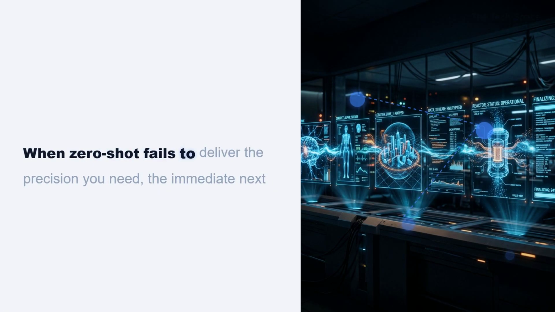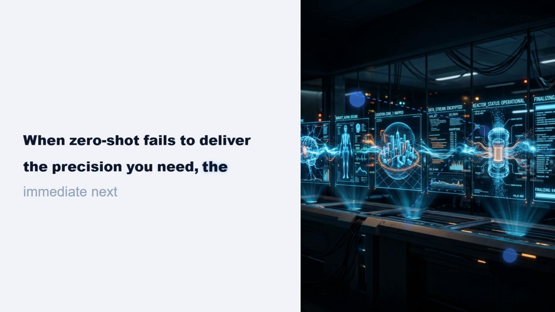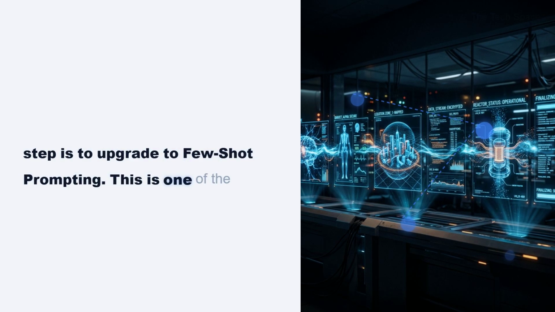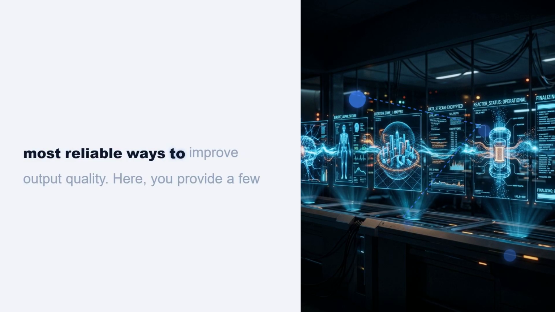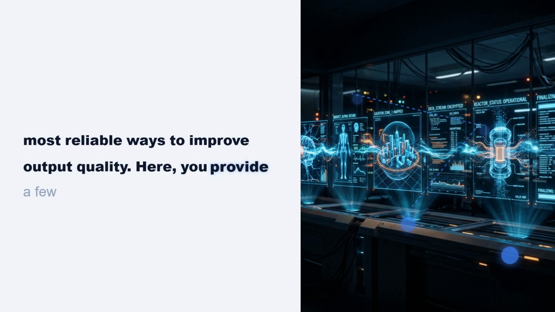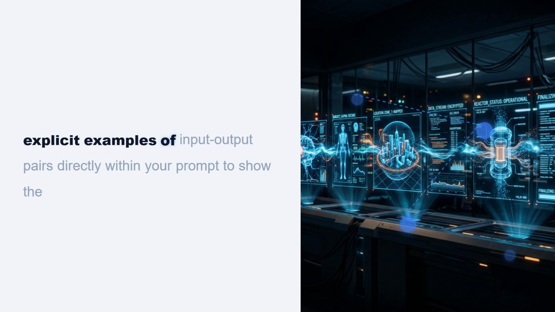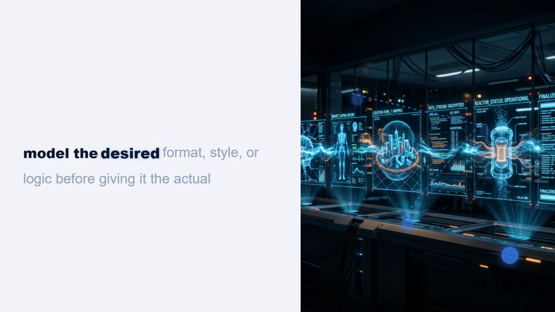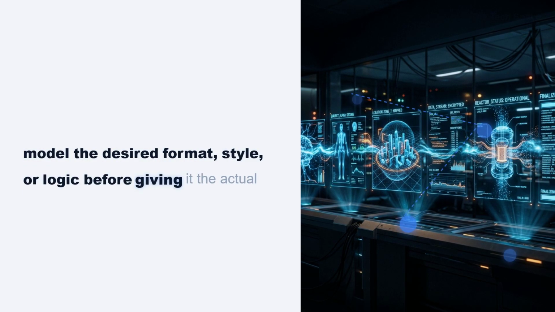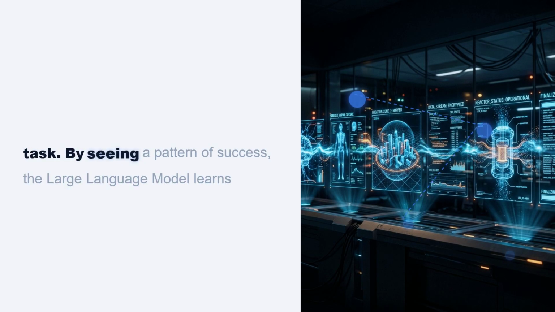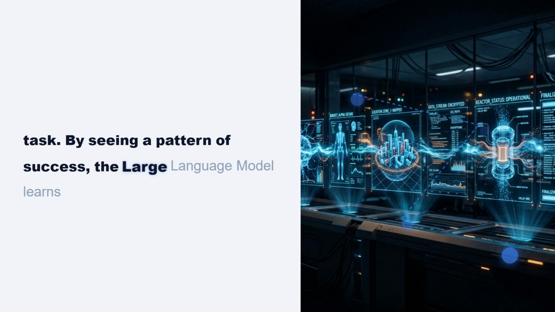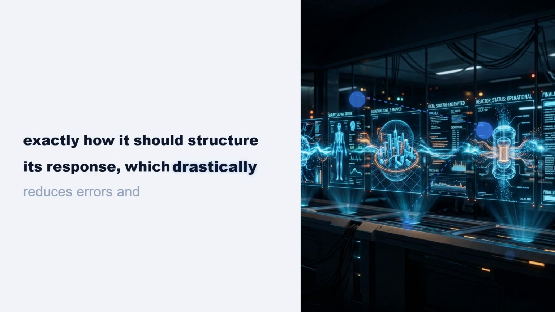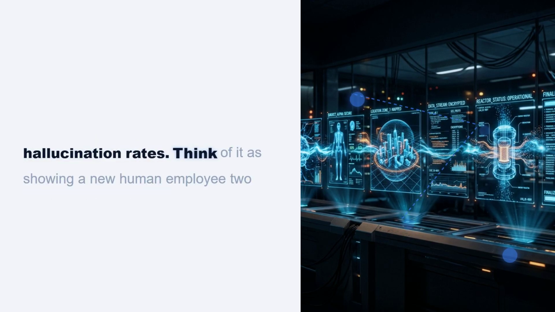When zero-shot fails to deliver the precision you need, the immediate next step is to upgrade to few-shot prompting. This is one of the most reliable ways to improve output quality. Here, you provide a few explicit examples of input-output pairs directly within your prompt to show the model the desired format, style, or logic before giving it the actual task. By seeing a pattern of success, the large language model learns exactly how it should structure its response, which drastically reduces errors and hallucination rates.